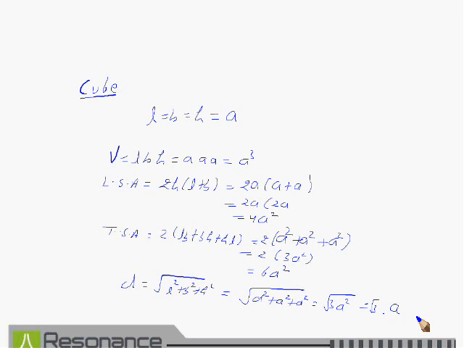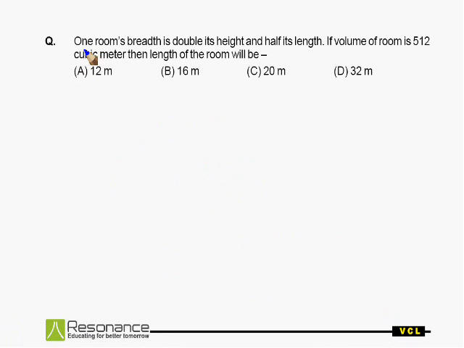Now we move to the questions related to cube and cuboid. Now, next question is, one room's breadth is double its height and half its length. If the volume of the room is 512 cubic meter, then the length of the room will be.